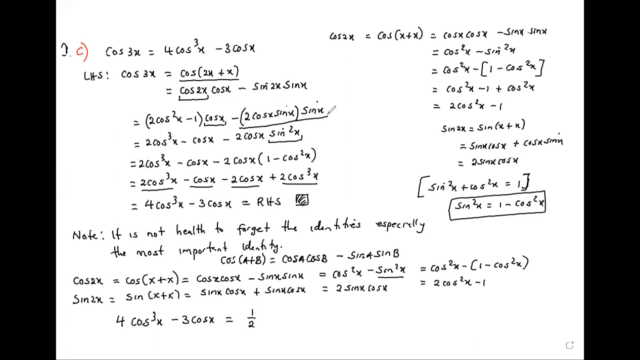Exactly. It's like you have 2xy multiplied by z. This is going to be 2xyz.